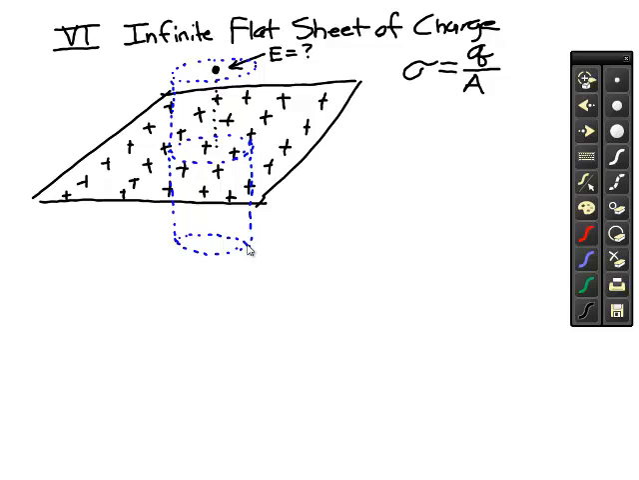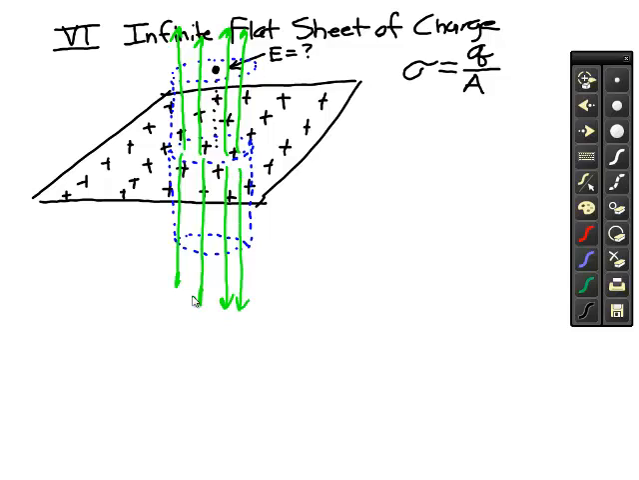And what are the field lines doing here? They're going up and they're going straight down. They're parallel to each other. It's a beautiful thing. So field lines are going to look like this. They're going to shoot up from the sheet. They're only penetrating the ends of the cylinder now. So penetrates this end, penetrates this end.